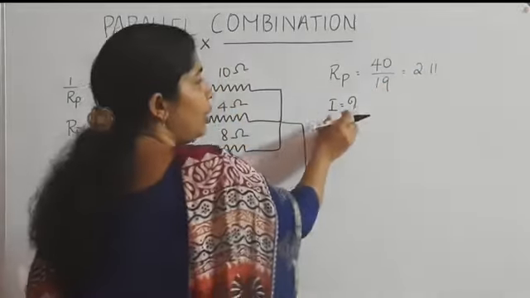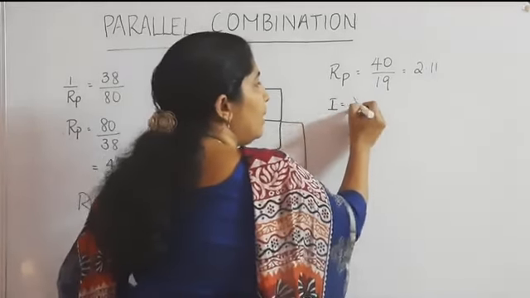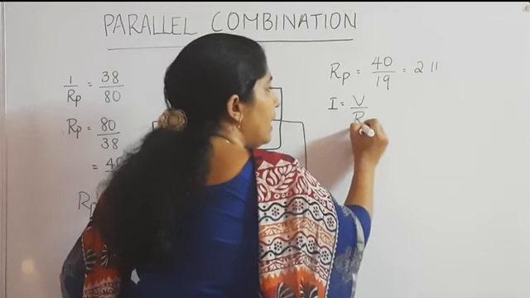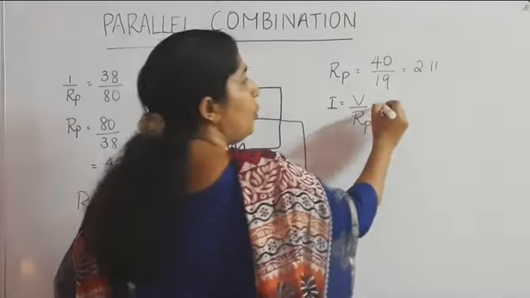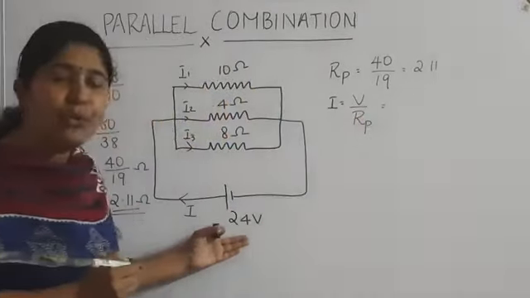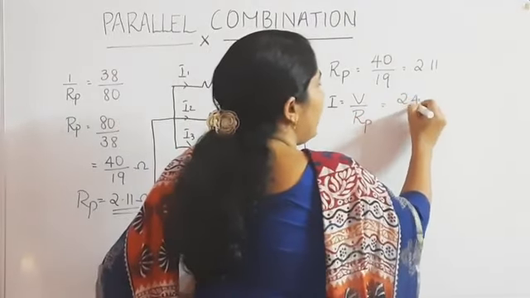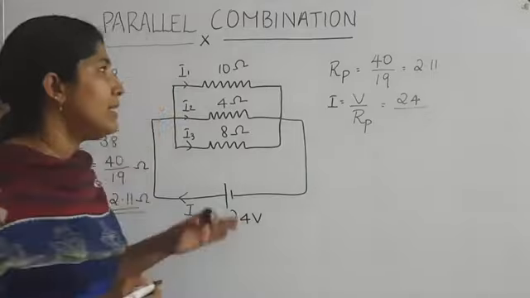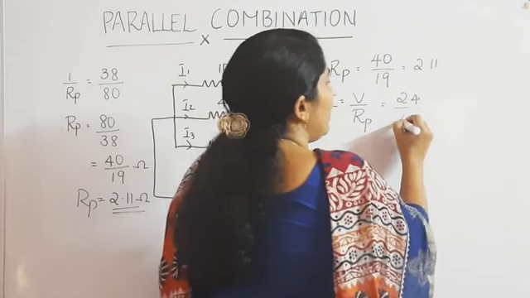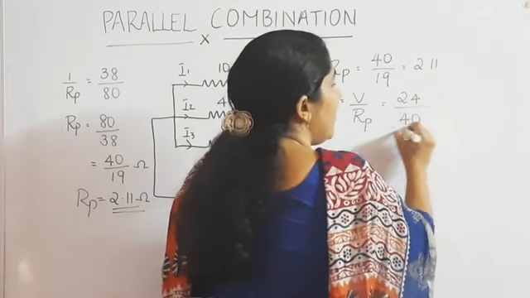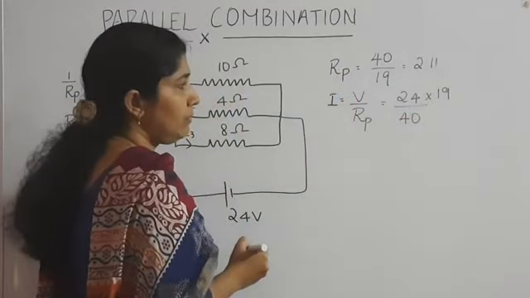Now we want to find out the value of I. According to Ohm's law, we can write I is equal to V divided by R. Here we take RP. V is equal to 24 volt. 24 divided by the effective resistance in parallel combination, 40 divided by 19. When 19 comes to the top, it becomes 24 into 19 divided by 40.